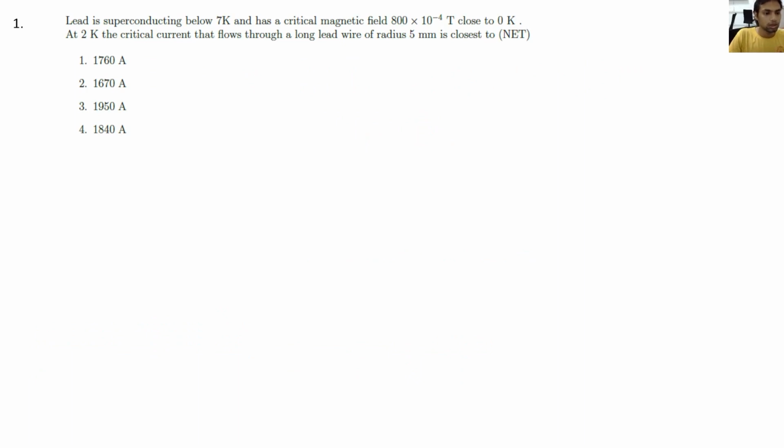So the question is, lead is a superconducting material below 7 Kelvin and it has a critical magnetic field of 800 into 10 to the power minus 4 Tesla close to 0 Kelvin. Okay, so what is the data that has been given? It has told about lead and it is superconducting below 7 Kelvin. This is your critical temperature Tc, because less than this it is superconducting, more than this it is not.